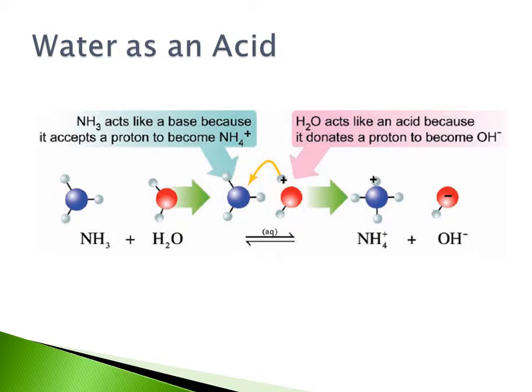So think of it in terms of football. Your acid is your quarterback. Your base is that receiver. Once he catches the ball, it becomes an acid. Whoever's got that H plus ion is the acid, and whoever is ready to accept it is the base. Initially your NH3 is the base and your H2O is the acid. After the reaction, now your NH4 plus is the acid because it's got the ball, and your OH minus is the base. It's ready to receive it back if there's a pass back.